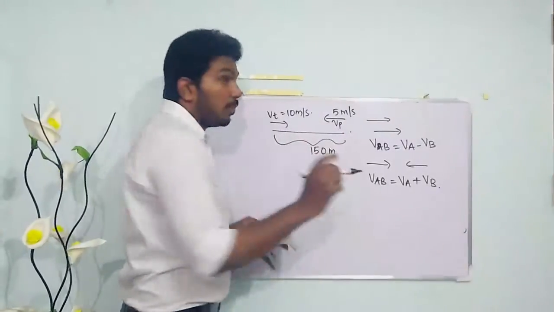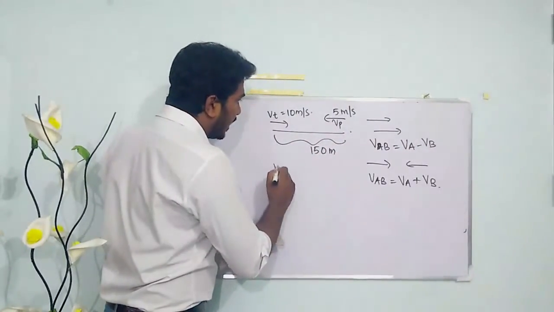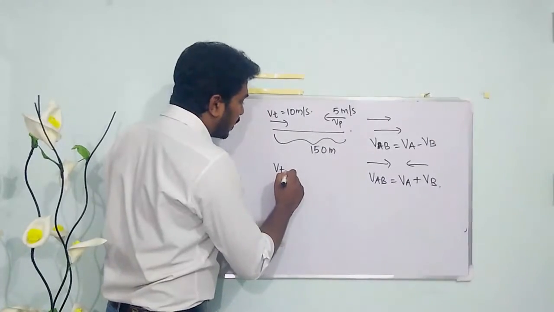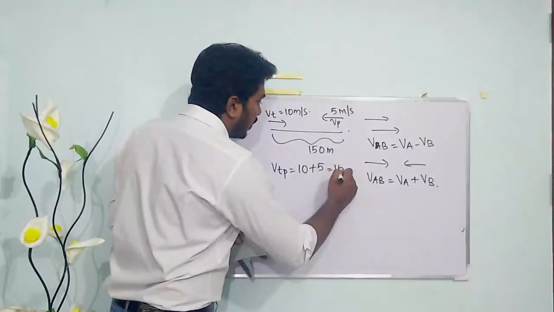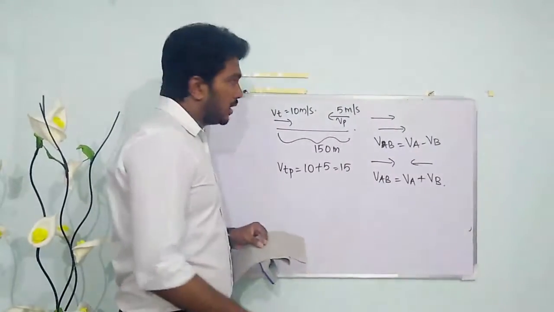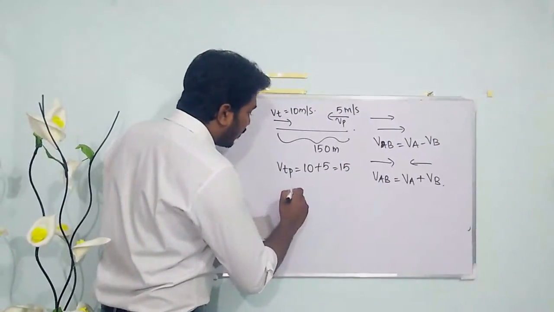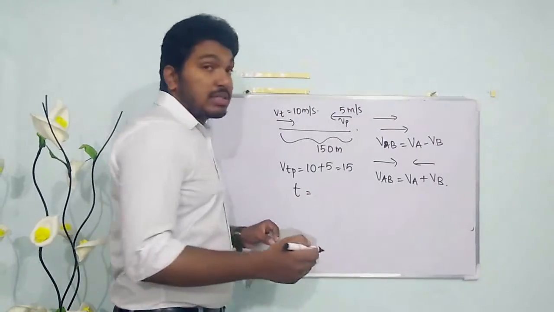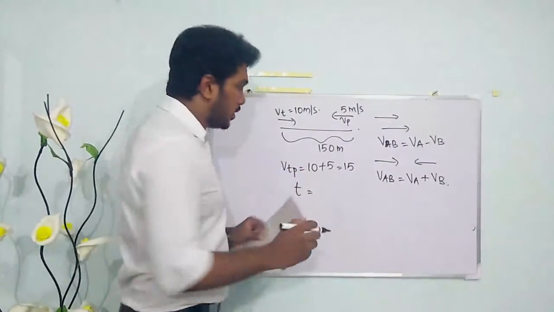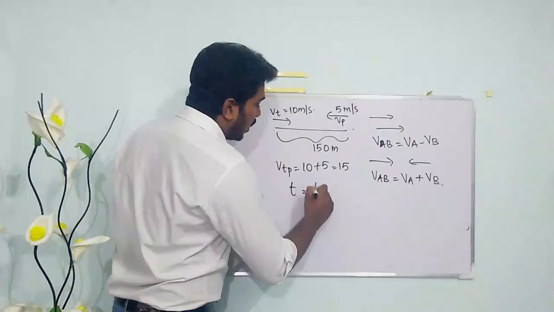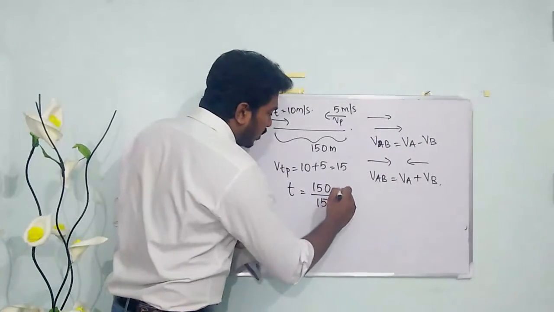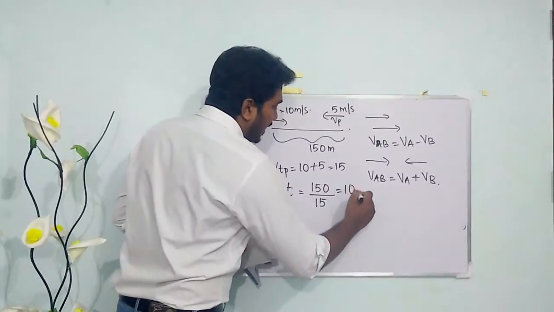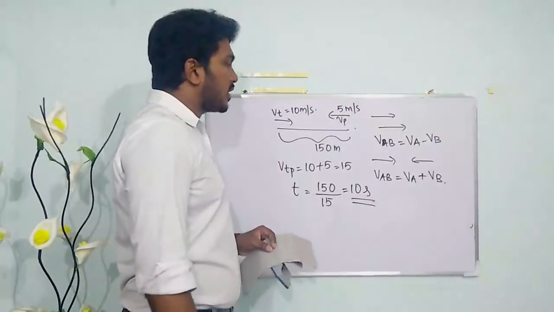Now, here they are moving in the opposite direction, which means the relative velocity of the train with respect to the parrot will be equal to 10 plus 5, or 15 meter per second. Right? So now we can find the time taken. Time is equal to distance by velocity, or the displacement by velocity. So 150 divided by the relative velocity, 15, that will be 10 seconds. So the answer is what?